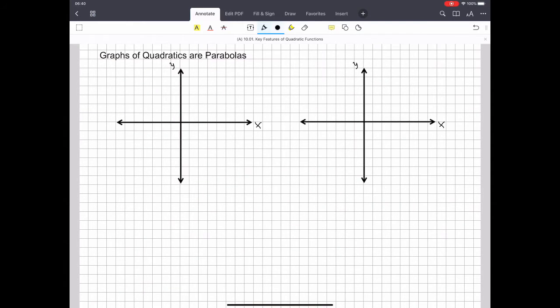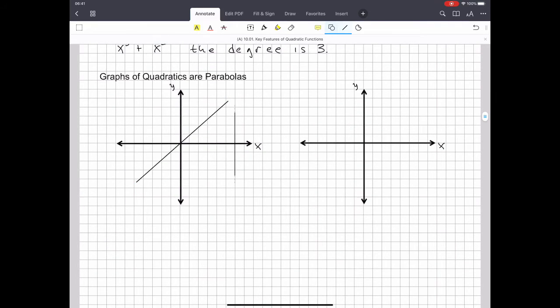So what do the graphs of parabolas look like? We know what the graphs of linear equations look like. They're straight lines, right? They could be increasing, decreasing, vertical, horizontal. Quadratics are different. Quadratics create a U or N-shaped graph called a parabola. So we could have parabolas of varying different shapes.